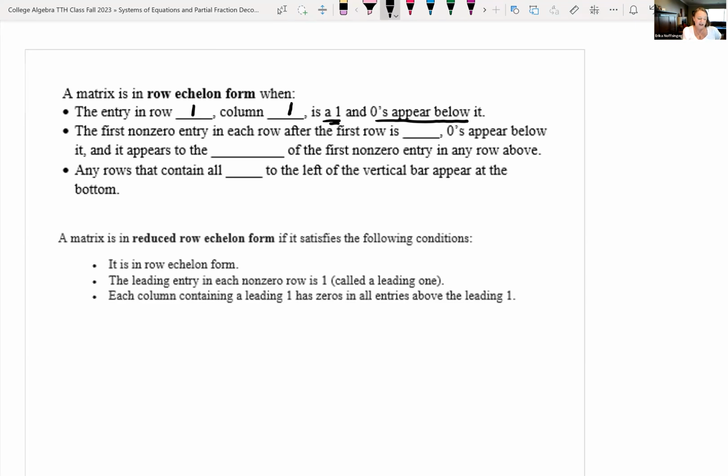So the other thing that needs to hold is the first non-zero entry in each row after the first row is also a 1. And then zeros appear below it, and it appears to the right of the first non-zero entry in any row above.